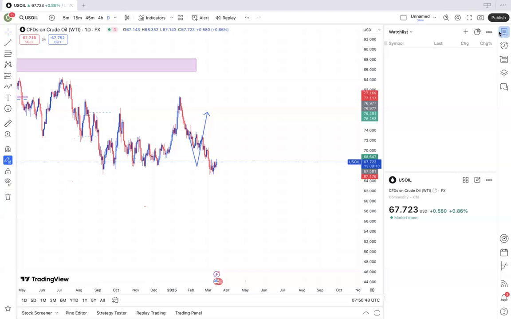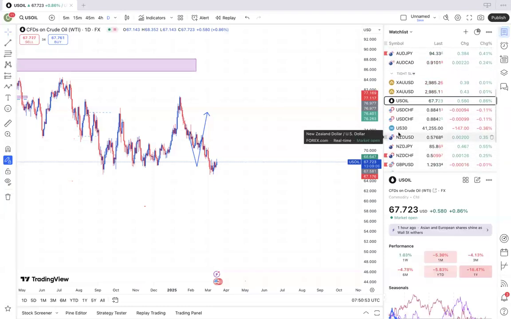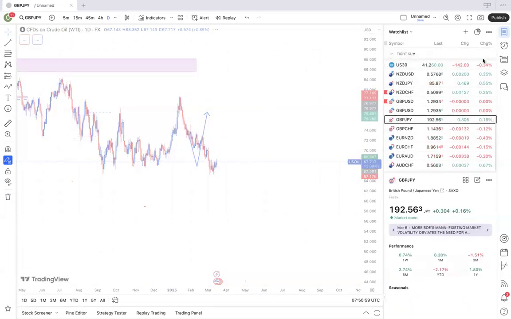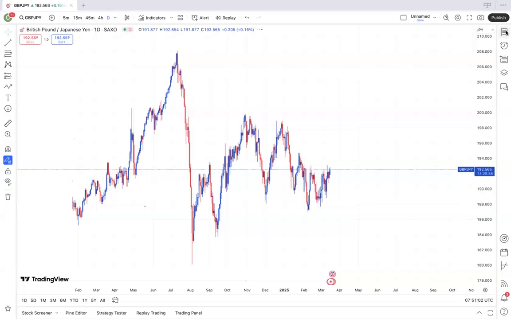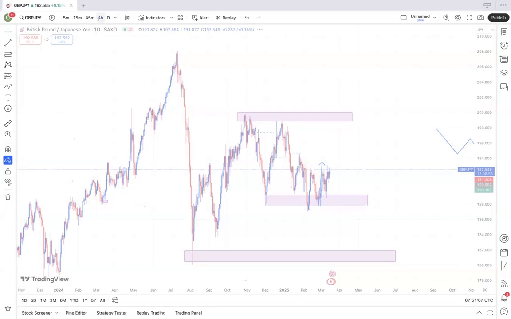I'm still not convinced on US oil. I don't like what it's giving. It's giving continuation of sales too. But let's go to GJ. For GBPJPY, 4-hour time frame.